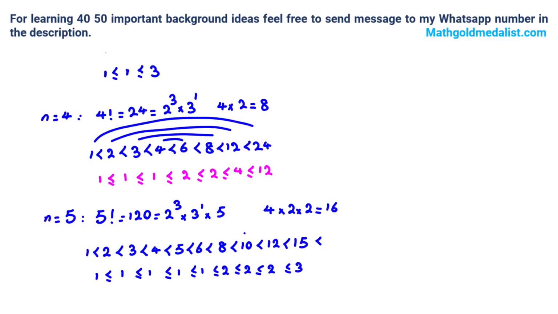And after 15, we can check 16. 1, 2, 3, 4, 5, 6, 8. From here, you can use the Gauss idea. 10 times 12, 8 times 15, 6 times 20, and 5 times 24. So as you can see, the difference here is 5, but the difference here is 4. So that's bad. Because the difference here is 5 and the difference here is 4, it should be less than or equal to this. So n equals 5 is bad.